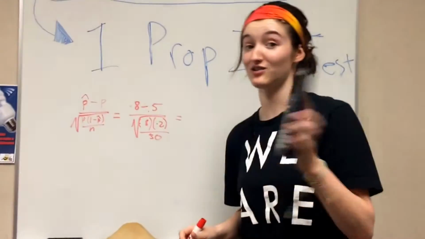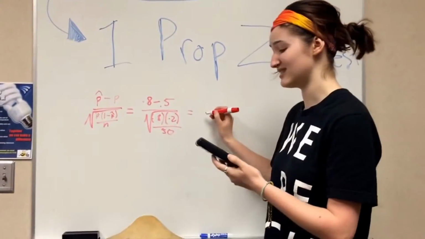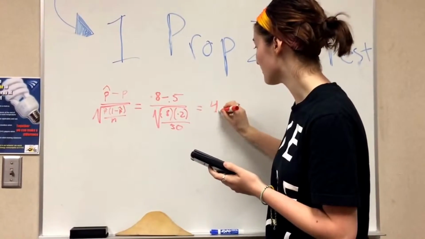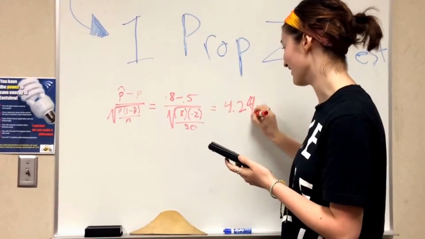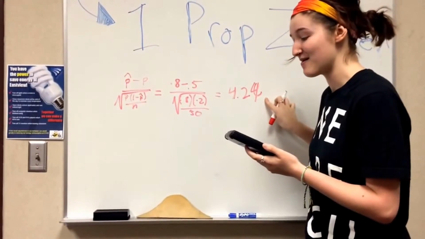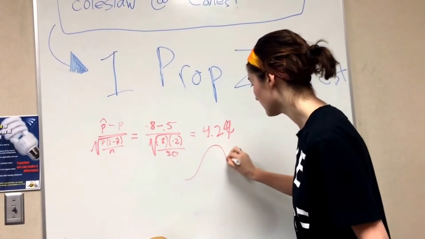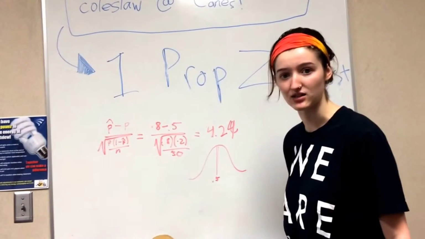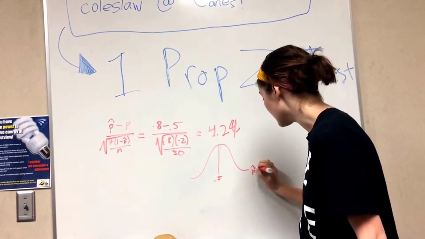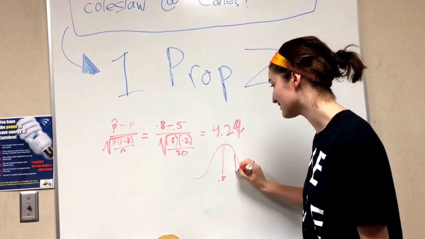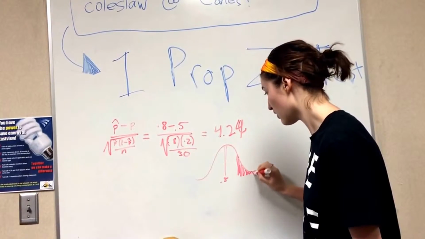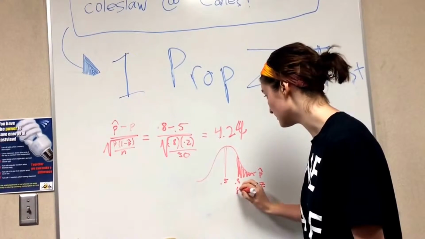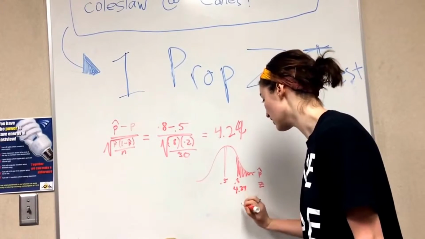Alright, after Lydia's calculator work, we have found that we have a z-score of 4.24. Here we have a normal curve, which would fall on 0.5 if that's the truth. P hat, ours was 0.8, right here. So that gave us, as we said, a z-score of 4.24.